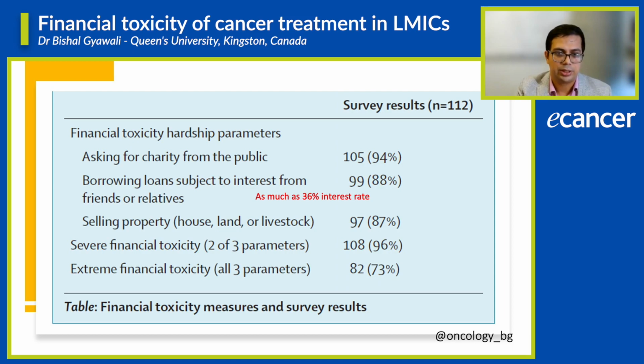And this is what we found. Of the 112 patients that we studied, 94% had to ask for charity from the public. 88% had to borrow loans from friends or relatives. And 87% had to sell their property, house, land, and livestock to support cancer treatment. 96% of our patients had severe financial toxicity. They had to do two of these. And 73% of our patients had extreme financial toxicity. They had to do all of those. And when they are borrowing loans from friends or relatives, some of them are paying as much as 36% interest.